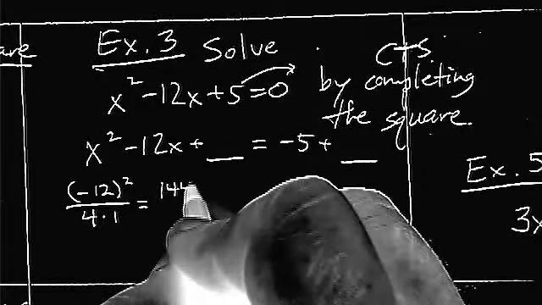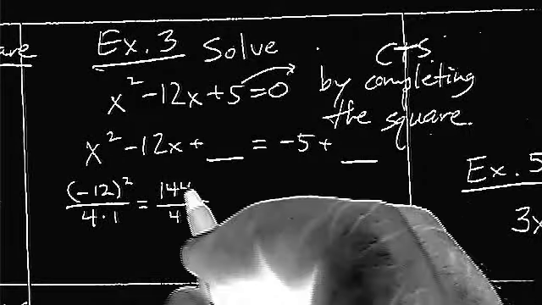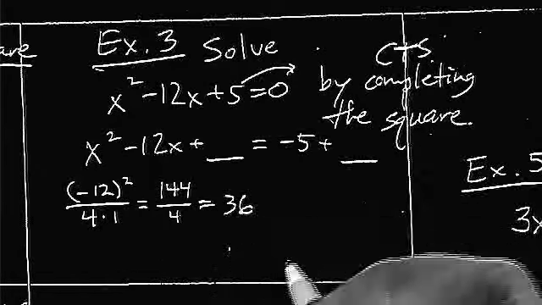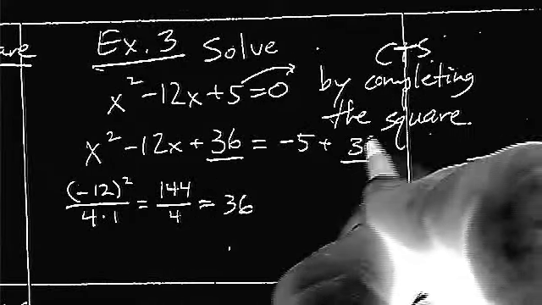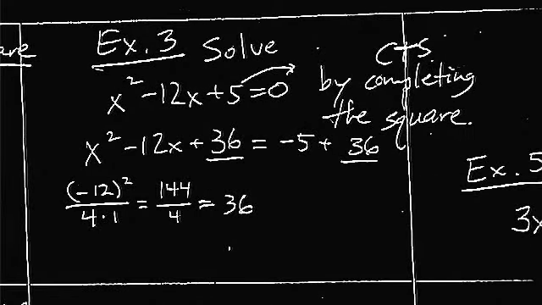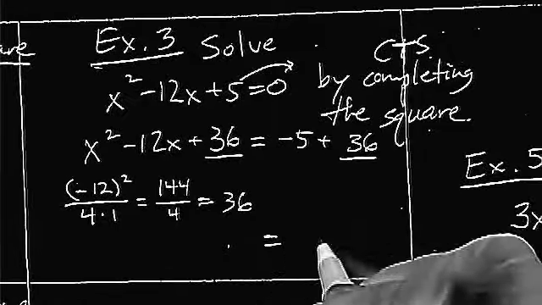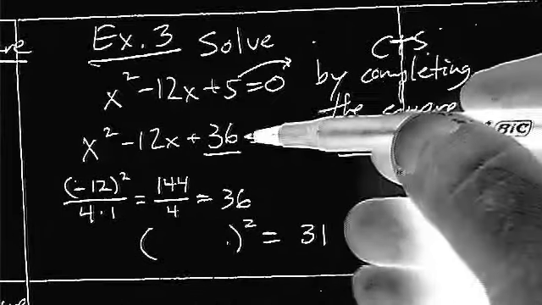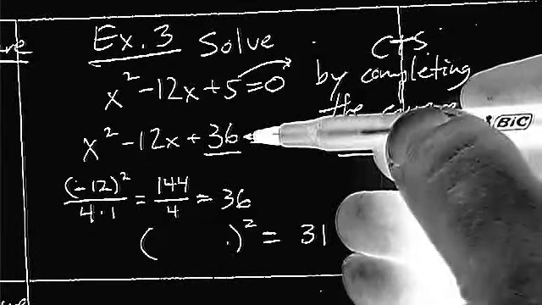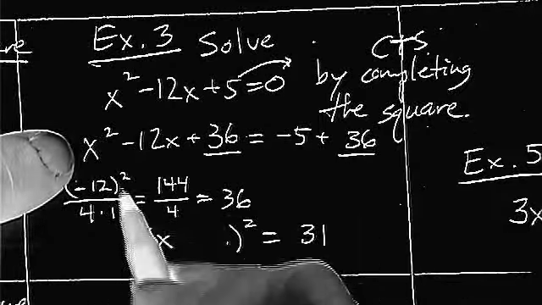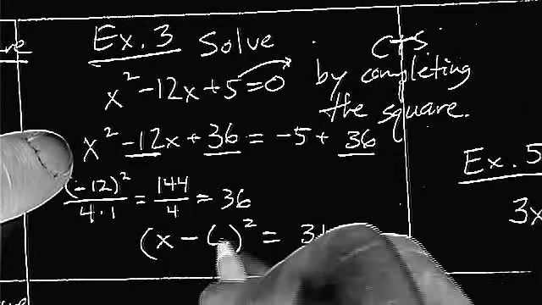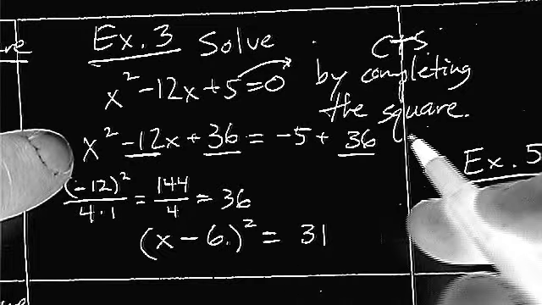That's 144 over 4. Oh, what do we got there? A 3 and a 2, 36. So I'm going to be adding 36 to both sides of the equation. On this side, obviously, I have 31. And on this side, I need to factor it into something that's times itself. So we take the square root of x squared and half of negative 12, which happens to be negative 6.